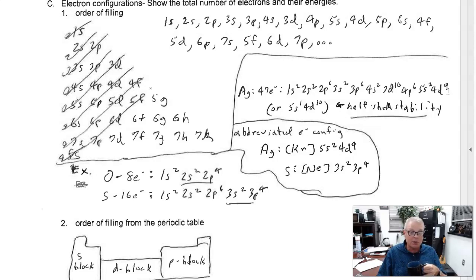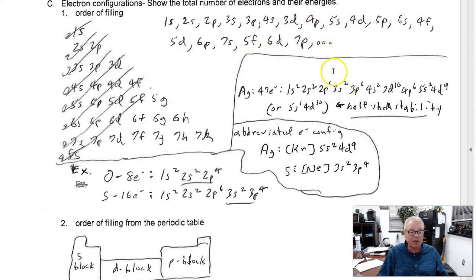See, a little bit longer, but really all you're doing is simply taking the number of electrons you've got and the order of filling, you fill up the lower ones, and you just keep going until you run out of electrons. Kind of like in a parking lot. You just keep parking cars till you run out of cars.